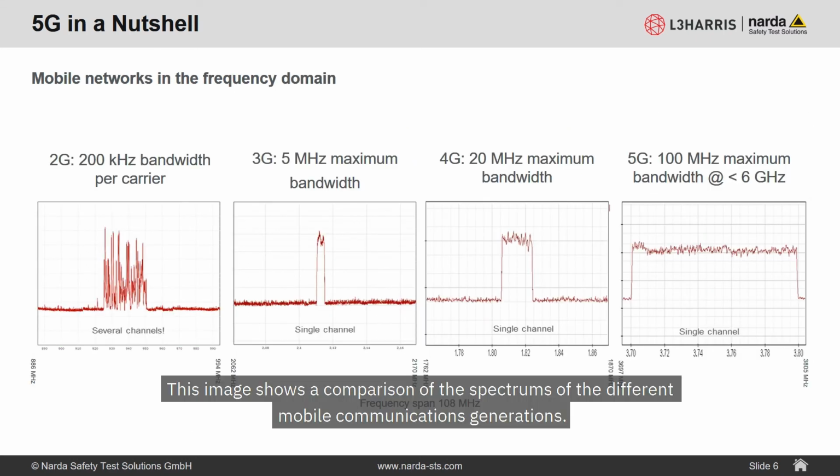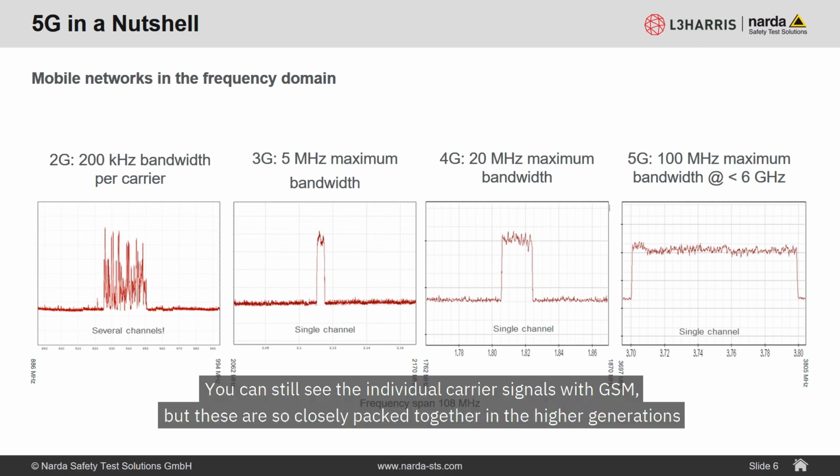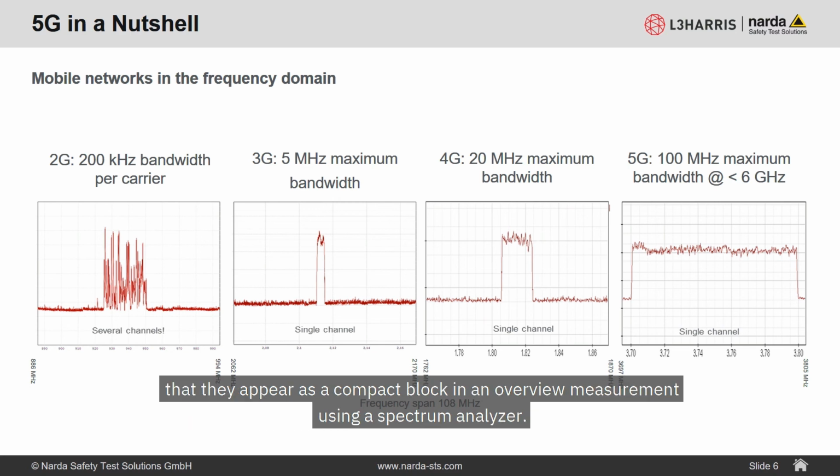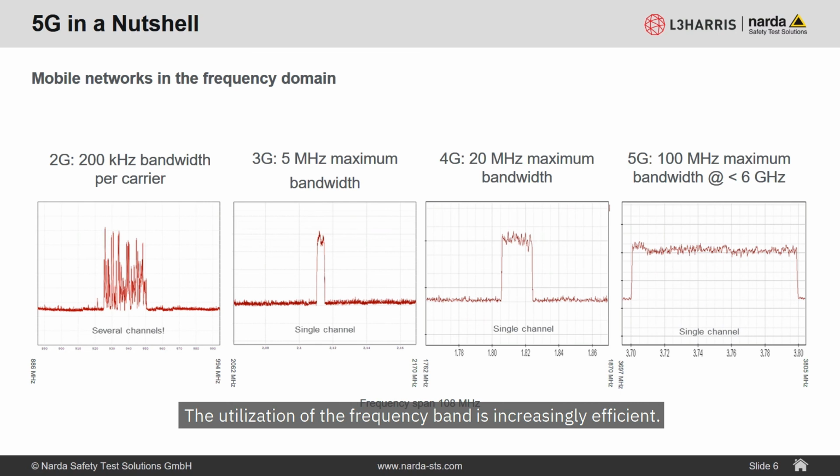This image shows a comparison of the spectrum of the different mobile communications generations. They have all been recorded with the same frequency span. Only the center frequencies are different. You can still see the individual carrier signals in GSM, but these are so closely packed together in the higher generations that they appear as a compact block in an overview measurement using a spectrum analyzer. The utilization of the frequency band is increasingly efficient.